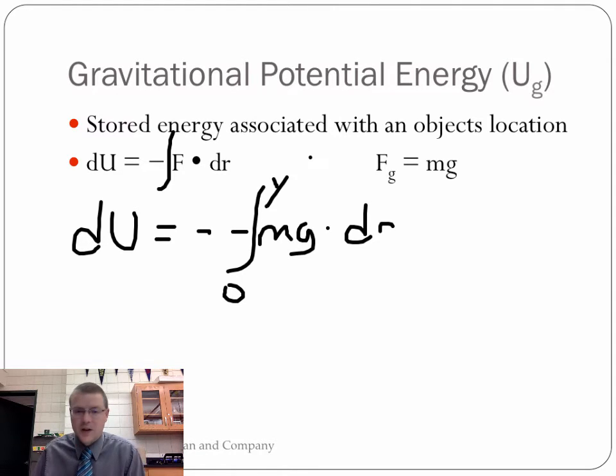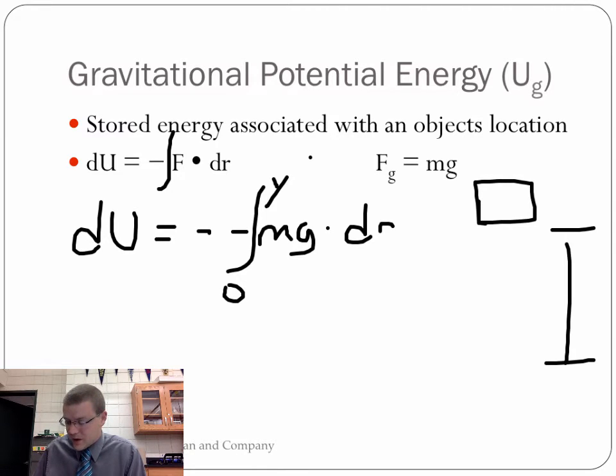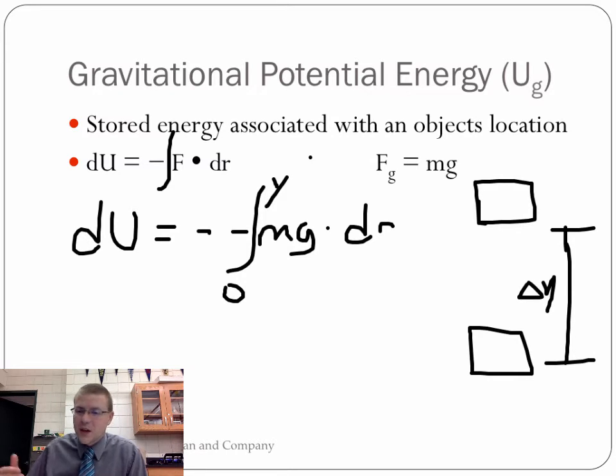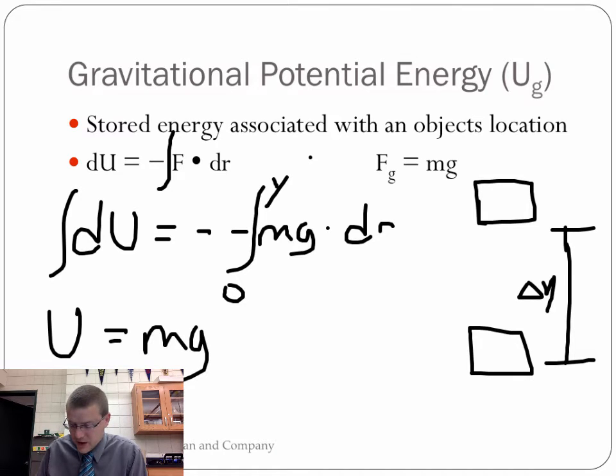And let's just call that a displacement of y, since the object may be up here and have started at the ground. So the object has gone through a displacement, has moved up a delta y there. So if I integrate both sides, dU just becomes U. On the other side, mg is constant, and I have to integrate dr. And dr just becomes r, and you evaluate that between the start and end point. So it's going to be times your delta y.